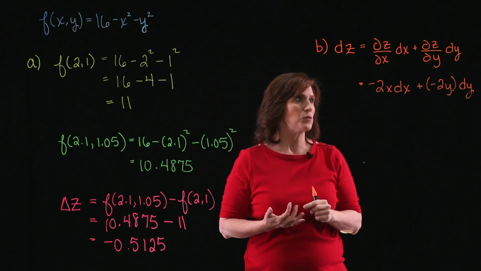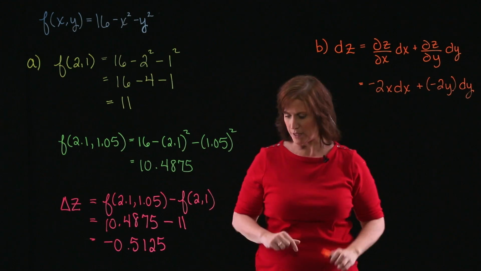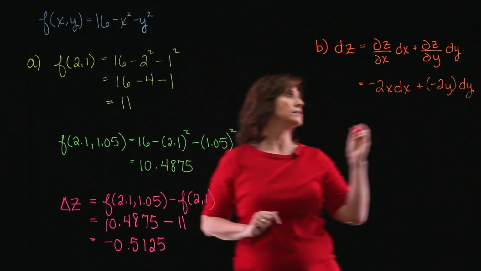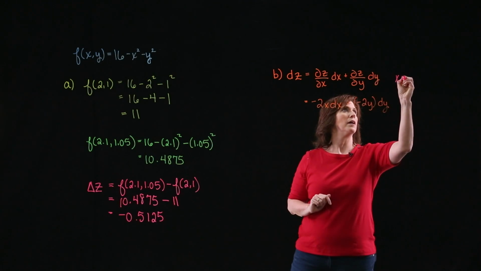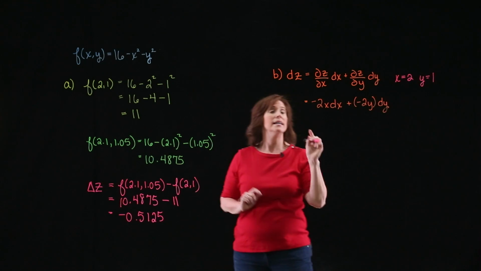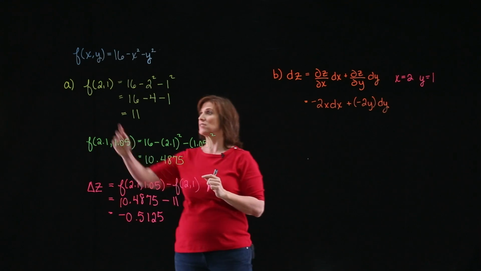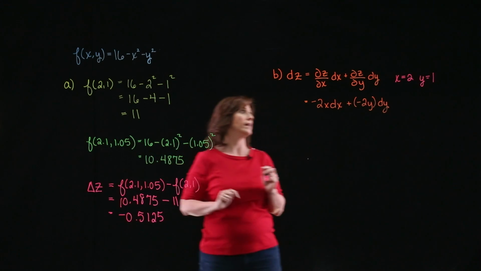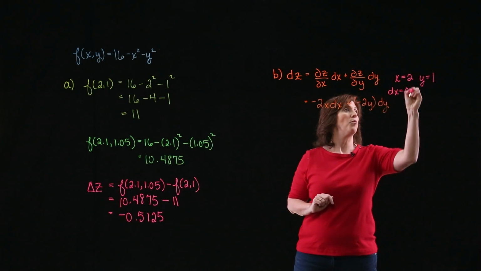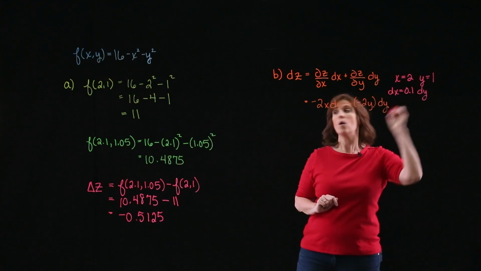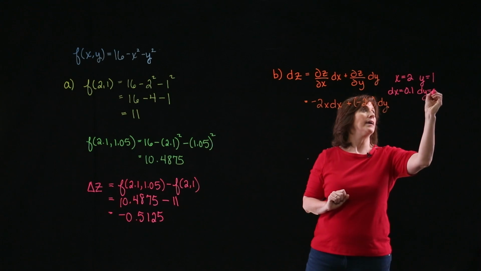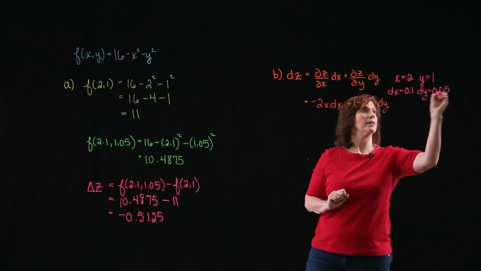Well, what are x, y, dx, and dy in this particular problem? Well, I know that my x is going to be 2. So let's say x equals 2, and y is going to equal 1. dx is going to be the change in x. So when I move from 2 to 2.1, dx is going to be 0.1. When I move from 1 to 1.05, dy is 0.05.